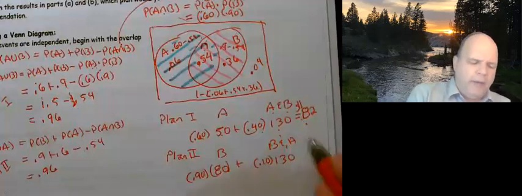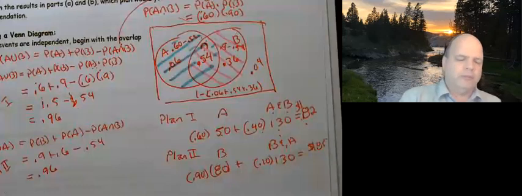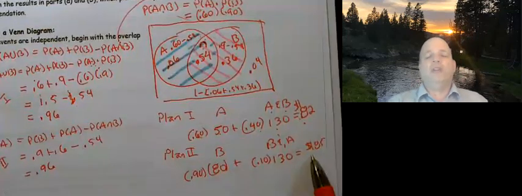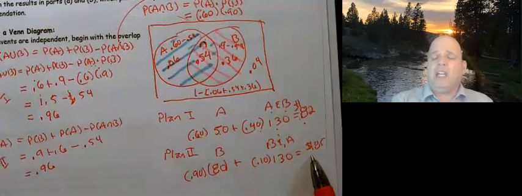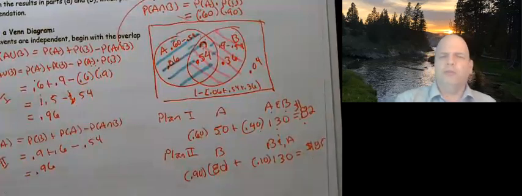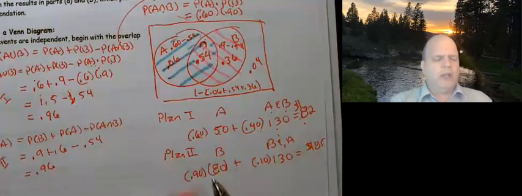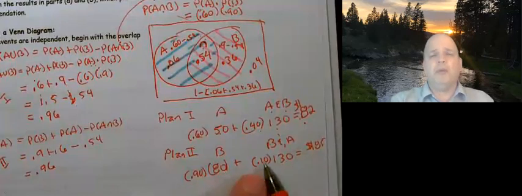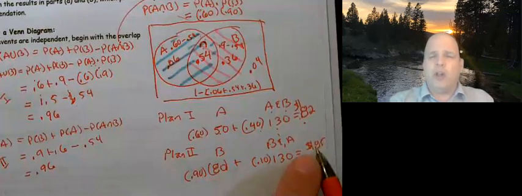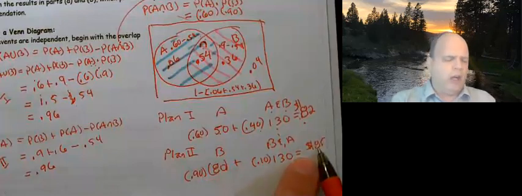When I do my math, I find out that plan two costs $85. The insurance company is never paying $85 for a single plan two. That never happens. They're either spending $80 or $130. 90% of the time they're spending $80, but 10% of the time they're stuck with $130. So on average, or in the long run, they're spending $85.